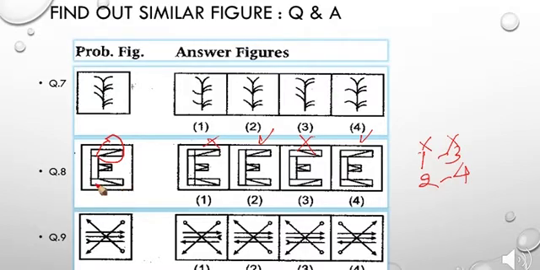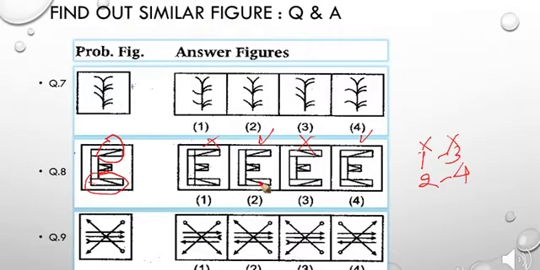We can see here in the downward block, from this corner to this line here, there is a line. So let's check for this portion of the problem figure. So we have to only see now in option 2 and 4. 1 and 3 already rejected. So option 2, we see from this corner till here, the line is there.